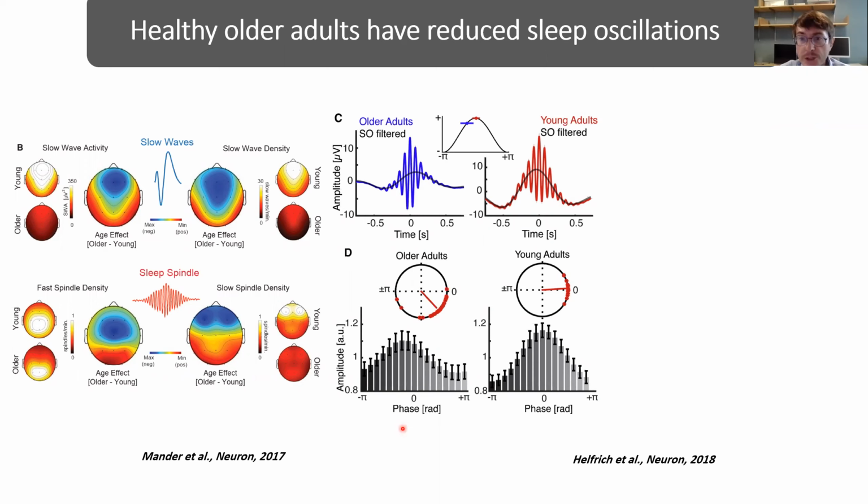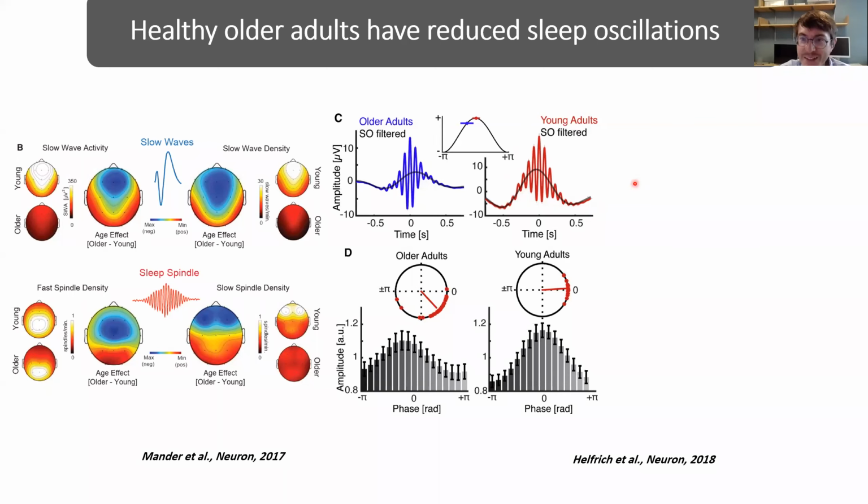How about their coordination? The paper by Helfrich found a difference in coordination between younger and older adults. You have older adults on the left here, with the slow wave activity in black and the spindle in blue, and young adults on the right, with the slow wave in black and the spindle in red. What you see is that in older adults, the spindles peak at an earlier phase. They peak before the upstate of the slow oscillation, whereas in younger adults, they peak right around the upstate.